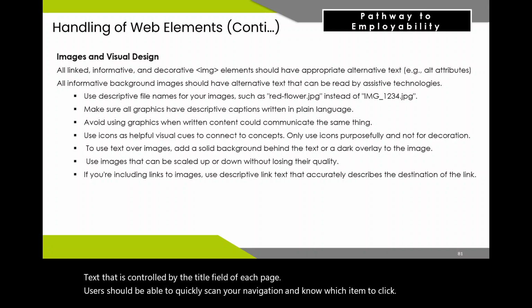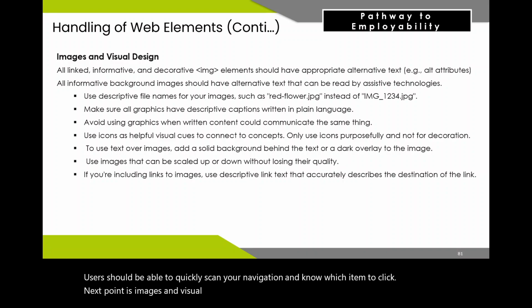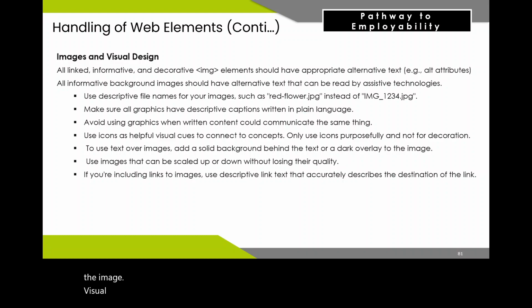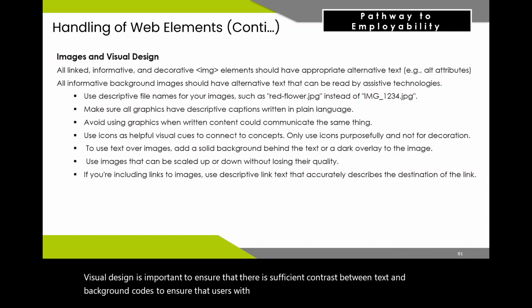Next point is images and visual design. Images. It is important to ensure that all images on a website have appropriate alternative text, alt text, that describes the content or function of the image. Visual design. It is important to ensure that there is sufficient contrast between text and background colors to ensure that users with low vision can read the content.